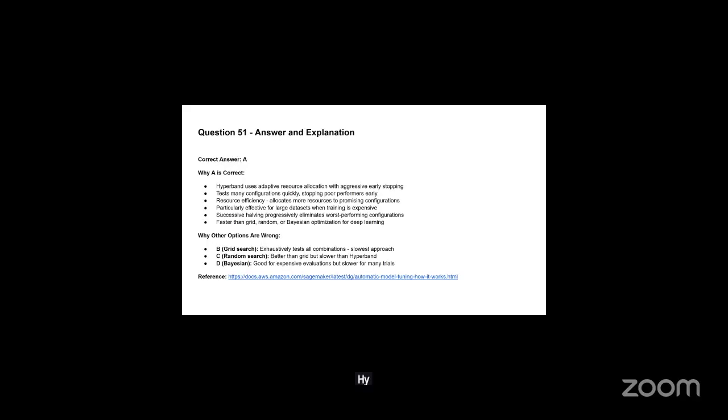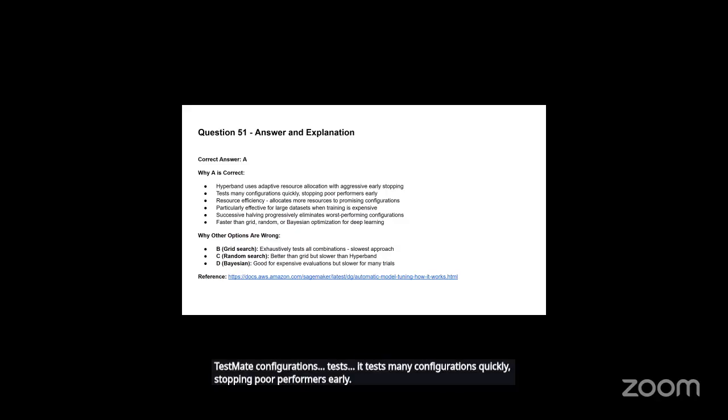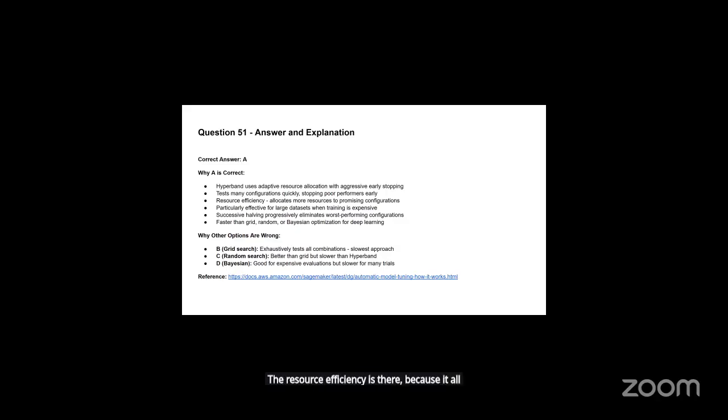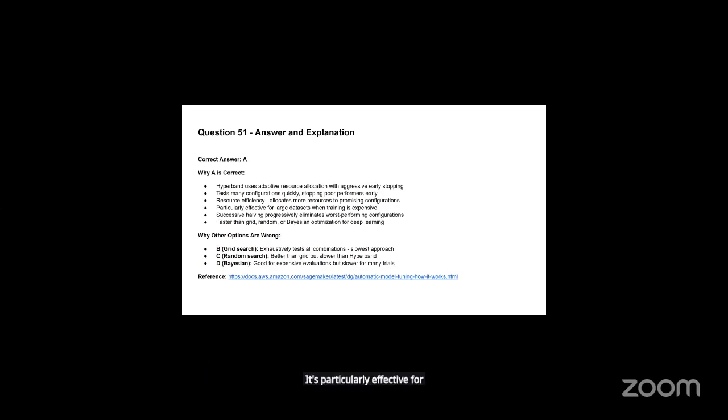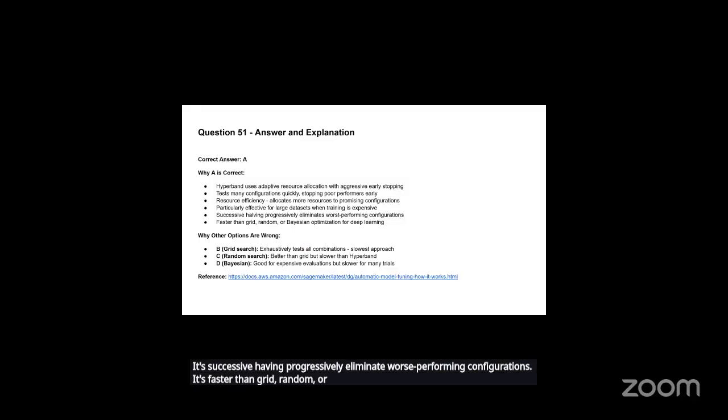Hyperband uses adaptive resource allocation with aggressive early stopping. It tests many configurations quickly, stopping poor performers early. The resource efficiency is there because it allocates more resources to promising configurations. It's particularly effective for large data sets when training is expensive. It's successive, progressively eliminating the worst performing configurations. It's faster than grid, random, or Bayesian optimization for deep learning.